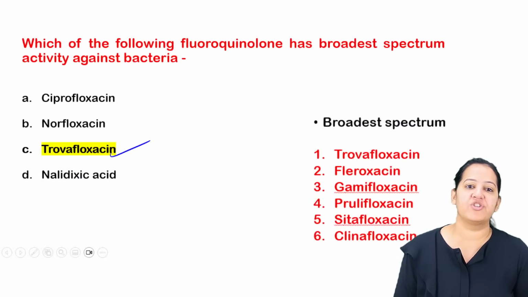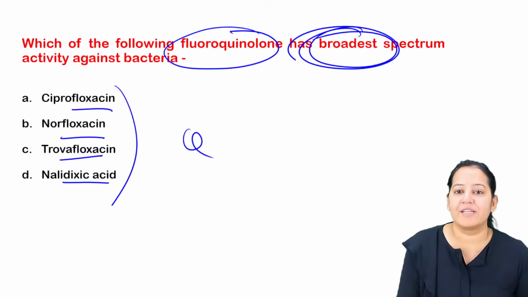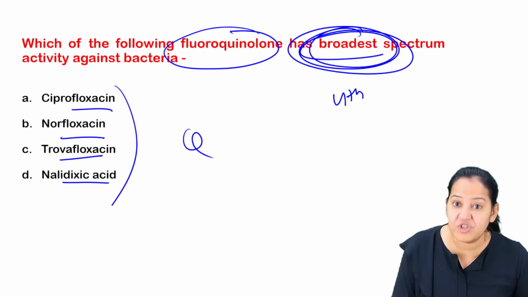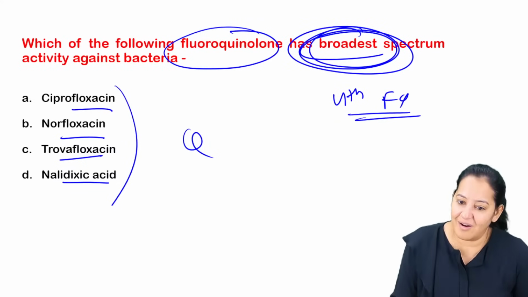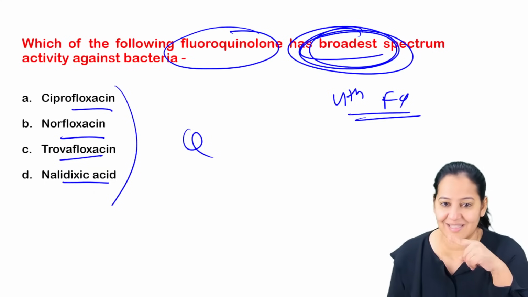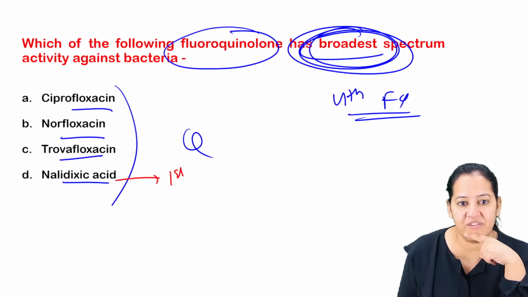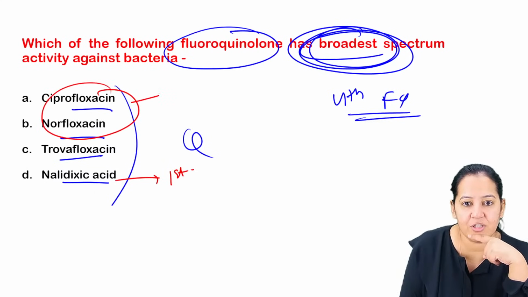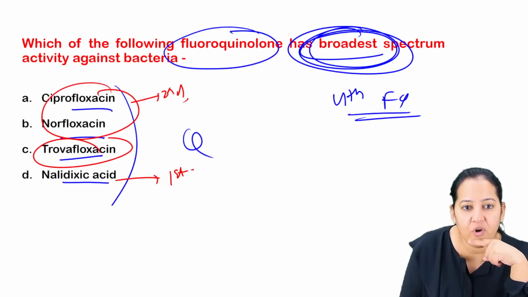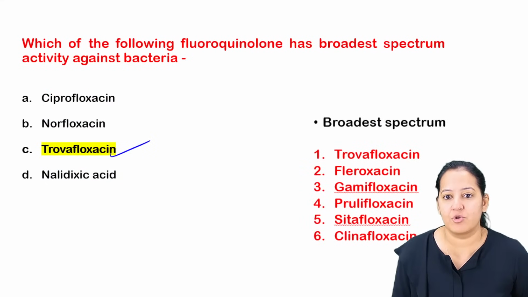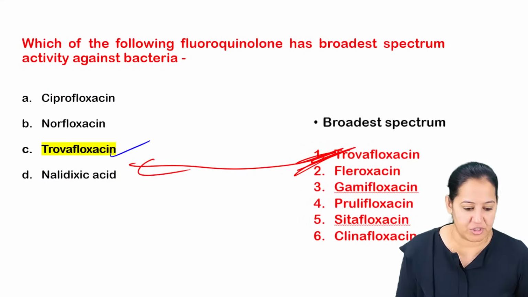Now read your question. They are asking the broadest spectrum. So basically they are asking you the 4th generation fluoroquinolones. If you can learn all, it's good. If you can't, at least learn the 4th. Nalidixic acid belongs to the first category. Norflox and Ciproflox belong to the second generation. Trovaflox belongs to the 4th generation. You can see Trova is coming in the 4th generation. So my answer is Trova.